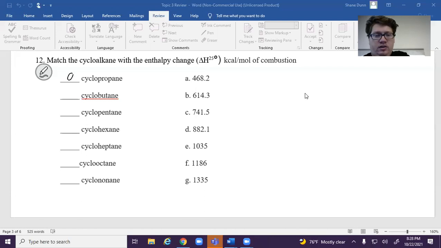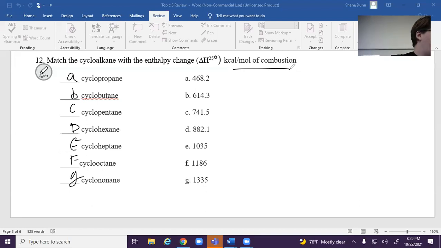So it literally goes A, B, C, D, E, F, and G. This is heat of combustion, which has to do with amount of carbons. So since propane has the least amount, it has the lowest amount of heat of combustion. Does any of these make sense? Yes.